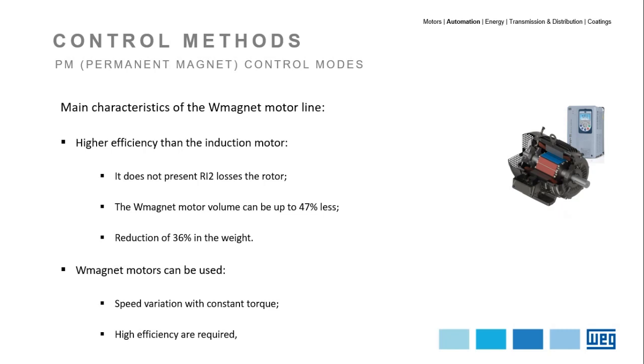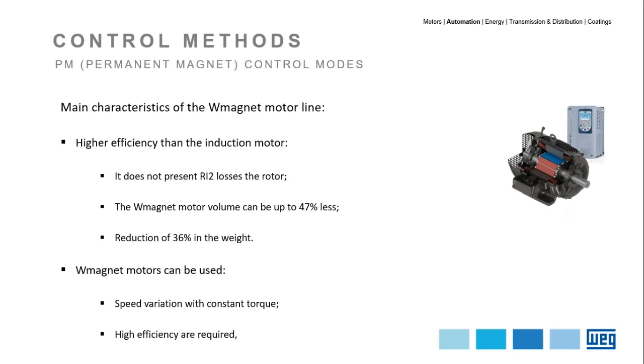Let's talk about the PM control method for permanent magnet motors. But before talking about the method itself, it's important to briefly understand what a permanent magnet motor is. Basically, permanent magnet motors are AC motors with a three-phase stator winding, similar to an induction motor, with a permanent magnet rotor. And the main features of the WEG magnet motor line is it has greater protection of the magnets against centrifugal force and higher efficiency than the induction motor because it has less losses in the rotor, which guarantees a lower temperature rise, smaller volume and weight.